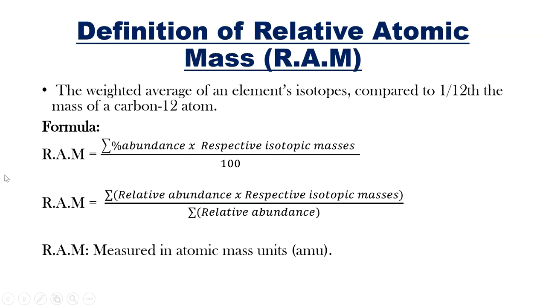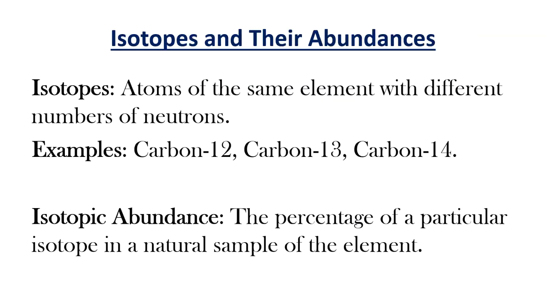How do you get the abundance? All this we are going to be looking at in this session, and we shall be able to do different examples showing how we can calculate the relative atomic mass. It is measured in atomic mass units, but as we said, relative atomic mass does not have units because it is a ratio. It is a ratio of masses.